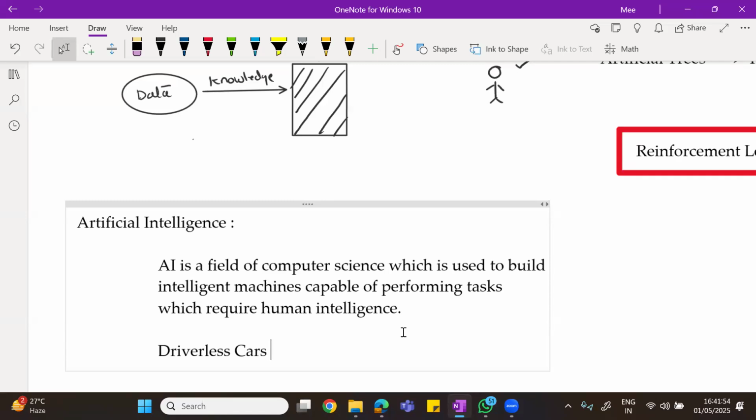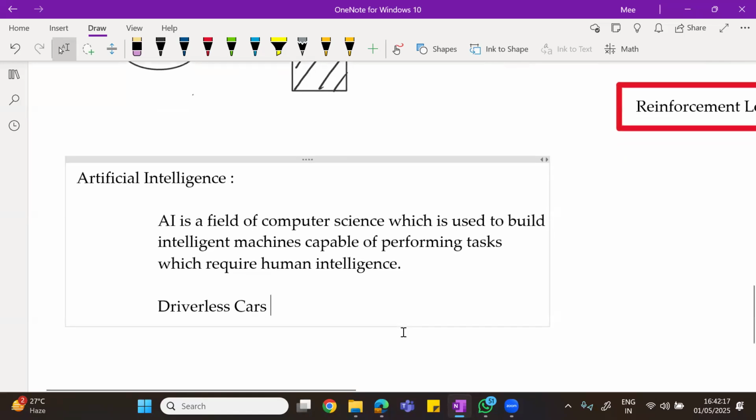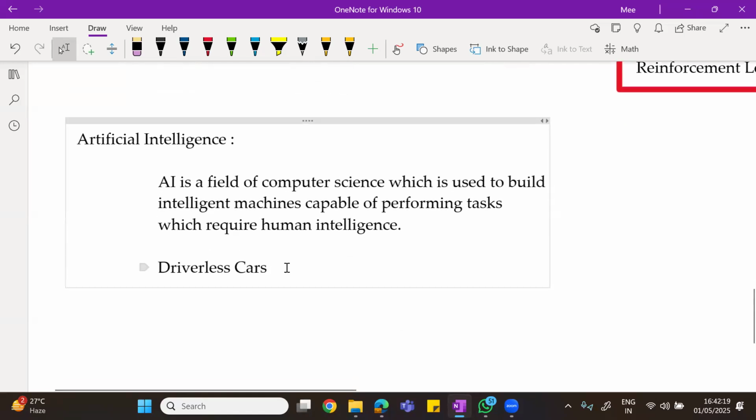When it comes to US or European cities, things will be completely different. A driverless car will come to your place. You will sit in it, give the OTP, and it will take the OTP and start the ride. This is what is called driverless cars, an example of AI. Now, you can also use another definition over here, as I told you.